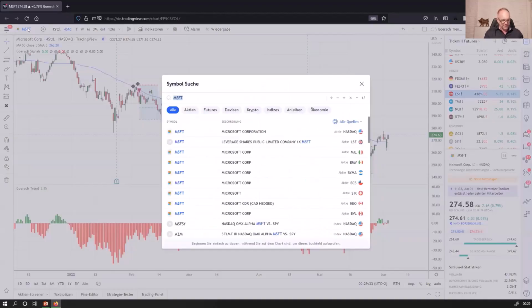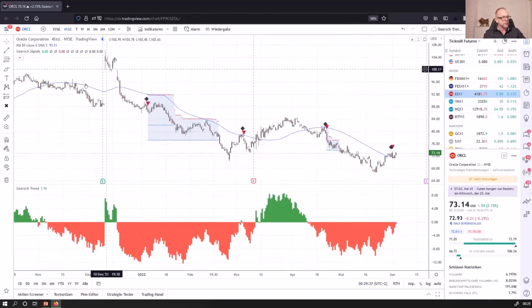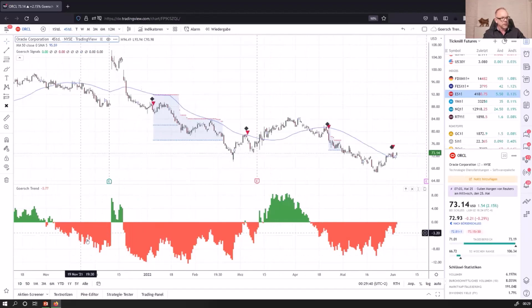Let's take a look at the stock of Oracle. Yeah, you can see it here. If you take a look at the Goersch trend here, you see how strong the downtrend was in the 4-hour chart. And what we see is first trade here in the beginning of January. We hit the target in the middle of February. Second trade here at the end of April, and we've been out also at the end of April. This trade only took us 1 week.